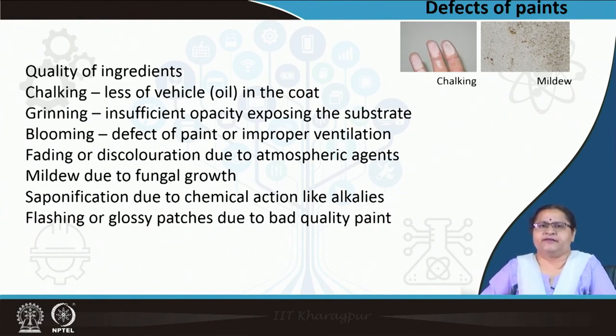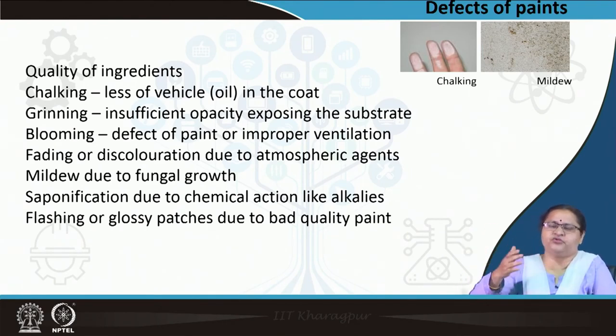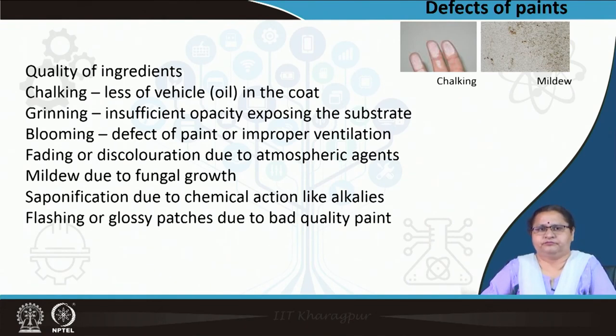Insufficient opacity can expose the substrate. You can see the substrate with your naked eyes. That is called grinning. So you will see patches of the inside seen through the paint layer. You can see the blooms that have come out. So the surface did not dry properly. So the vapor got entrapped. So the wall did not get sufficient time to evaporate out its entrapped water or moisture. And later on, it came out in the form of blooms.